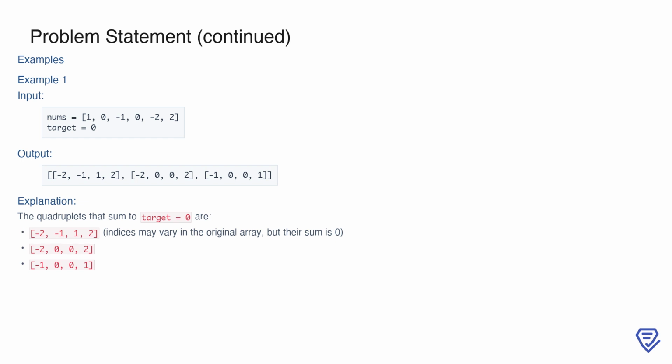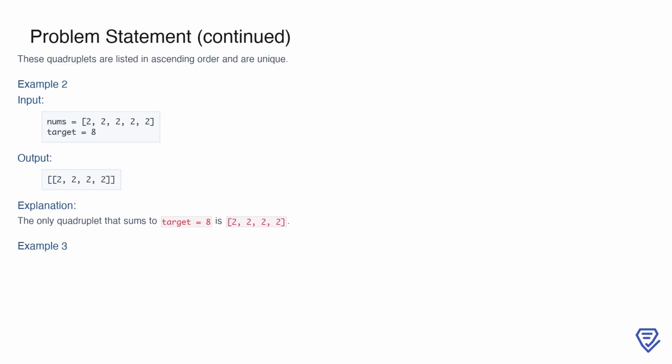In the first example, the input array is nums equals 1, 0, minus 1, 0, minus 2, 2, and the target value is 0. The output is a list of 3 quadruplets: minus 2, minus 1, 1, 2; minus 2, 0, 0, 2; and minus 1, 0, 0, 1. Each of these quadruplets adds up to the target value of 0. For instance, in the first quadruplet, minus 2 plus minus 1 plus 1 plus 2 equals 0. While the indices of these numbers in the original array may vary, the key is that their values satisfy the condition. Also, notice that the quadruplets are listed in ascending order, and there are no duplicates among them.